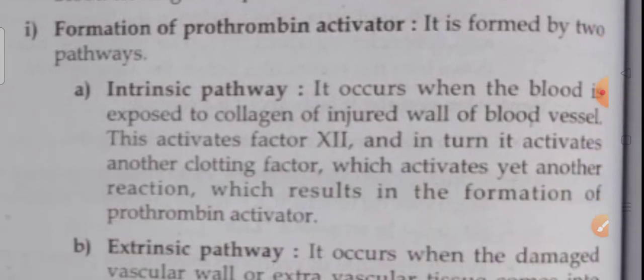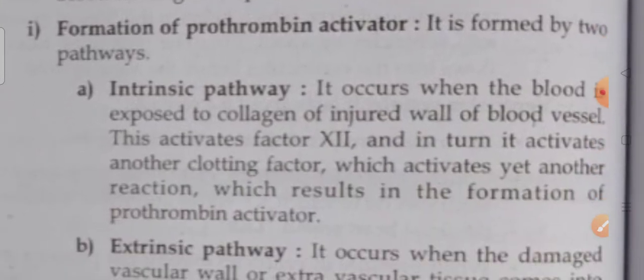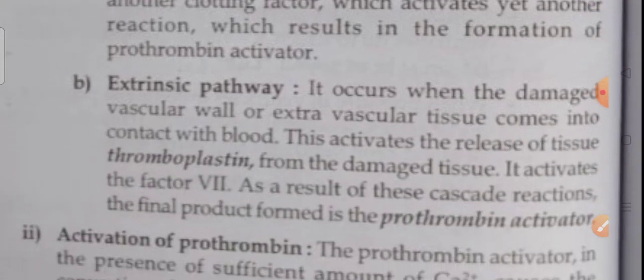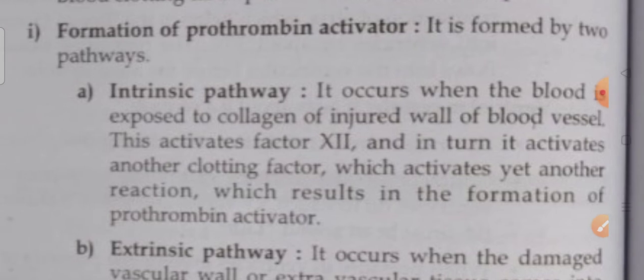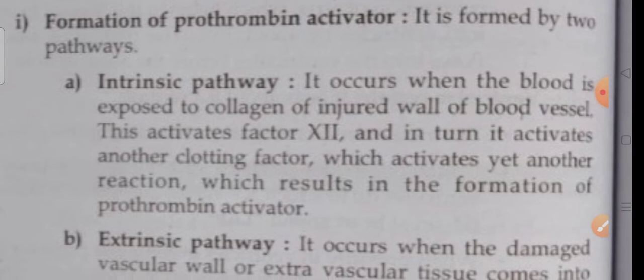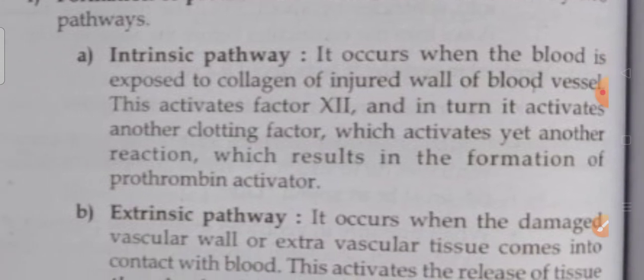Formation of prothrombin activator. It is formed by two pathways, the intrinsic pathway and the extrinsic pathway. Here the intrinsic pathway is within the blood vessels. It occurs when the blood is exposed to collagen of the injured wall of the blood vessels.